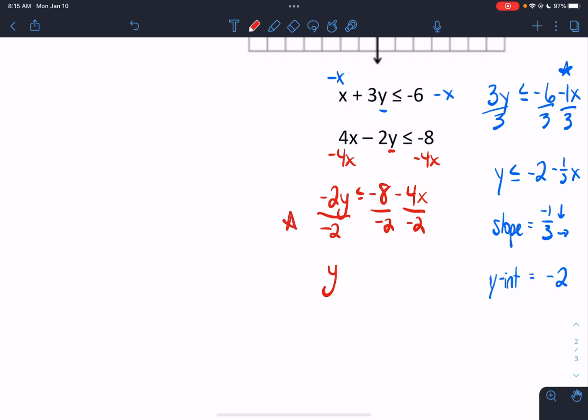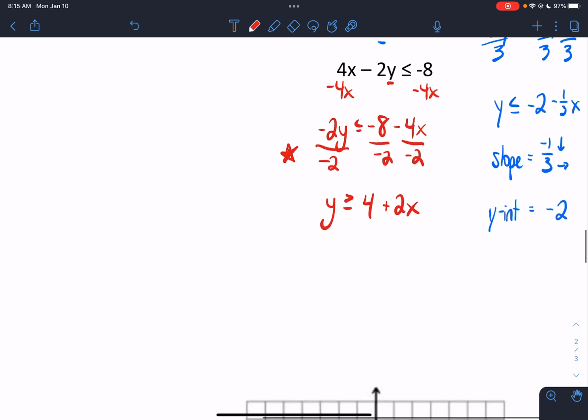Again, put a little star there. I'm dividing everything by a negative. That's when I have to flip my sign. So flip my sign to get positive 4 and a positive 2x. So my slope is 2 over 1, up 2 right 1. And my y-intercept is 4.